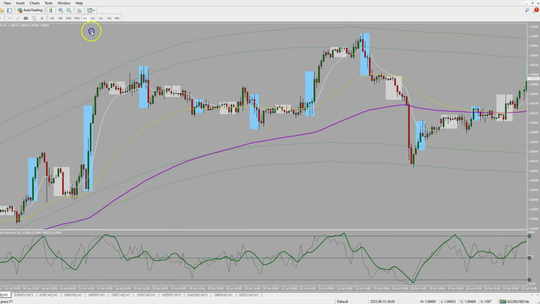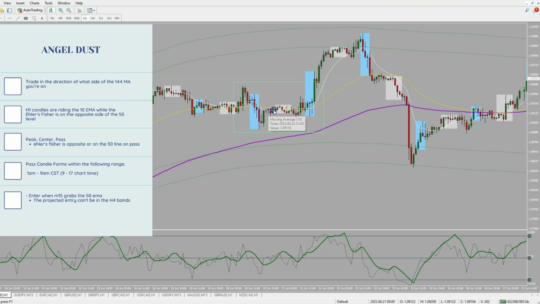All right, we're on the Euro USD again. We're going to look right here in this area. You got price coasting along the 10 EMA. At the same time, our Ehlers Fisher dipped down below the 50. So we kind of start looking. You got your peak here, comes down, up. This would be our center point at the top of this candle.